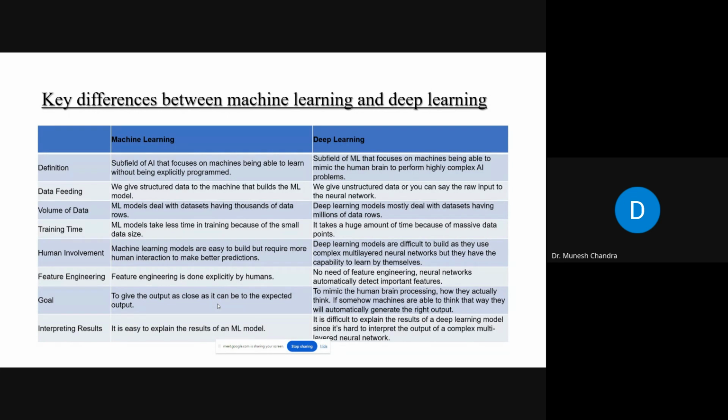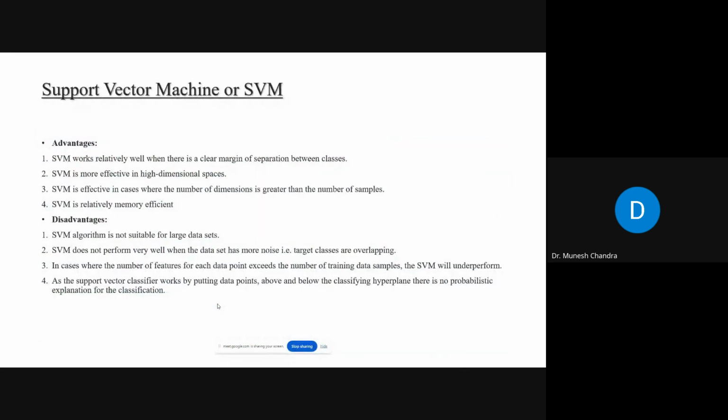Whenever we are talking about interpreting results, it is easy to explain the result of an ML model, but it is difficult to interpret the result of a deep learning model, because it is dealing with a multi-layer neural network.